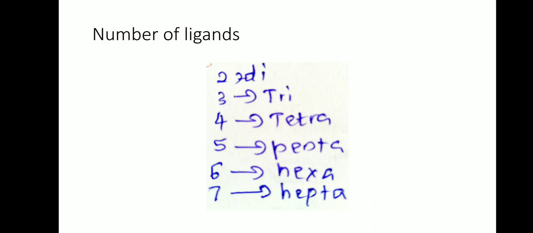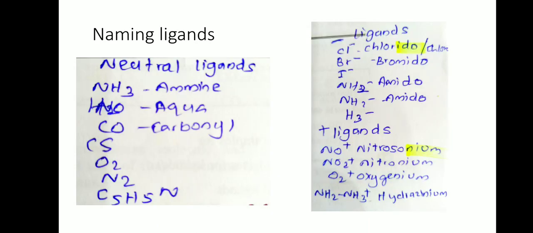Then the number of ligands. Suppose 3 NH3s were there, then we have to write it as triamine. If there were 2, di. 3, tri. If there were 4 ligands of a certain ligand, then you have to write it as tetra. 5, penta. If it is 6, then you have to write hexa. If there are 7, then you have to write hepta.